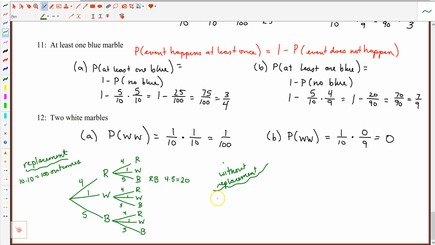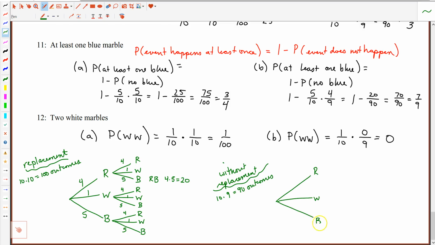Now, without replacement, there are 10 marbles for the first pull, but once that marble comes out, there's only 9 marbles for the second pull, so there's only 90 outcomes total possible in the without replacement scenario. So if you look at most of our examples, the denominator was 90 before we simplified it. So the building of the tree is going to look the same.